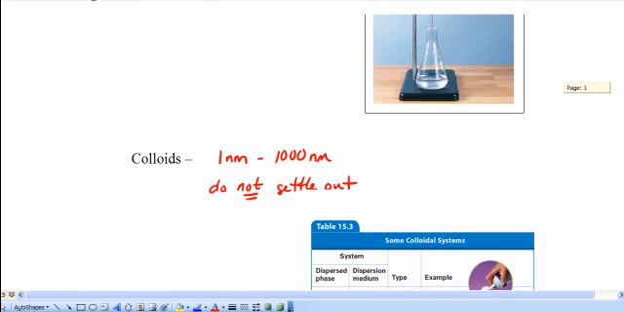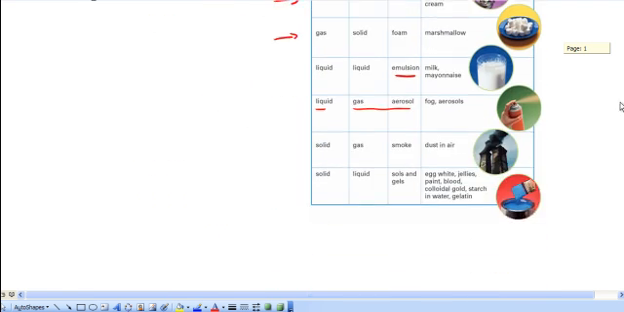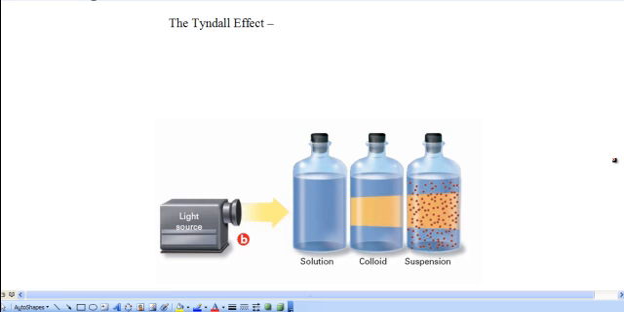Now, they all have two or more phases. Again, passing the eye test is what determines whether or not you're a suspension or a colloid versus a solution. Another way that you can differentiate between those is by observing what's called the Tyndall effect. The Tyndall effect is the scattering of visible light, and it's going to be scattered by colloidal particles.